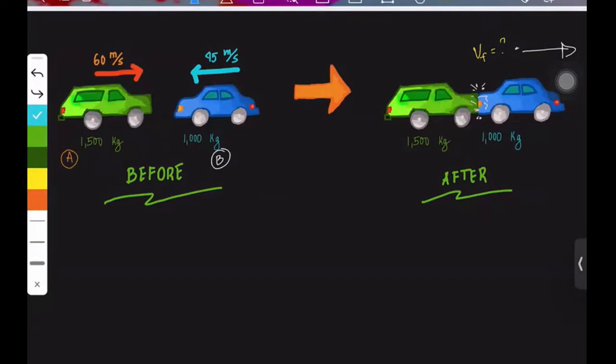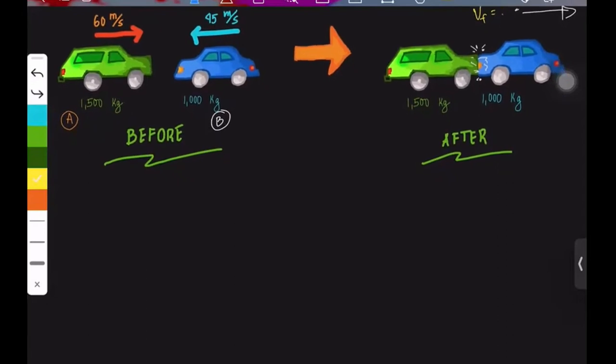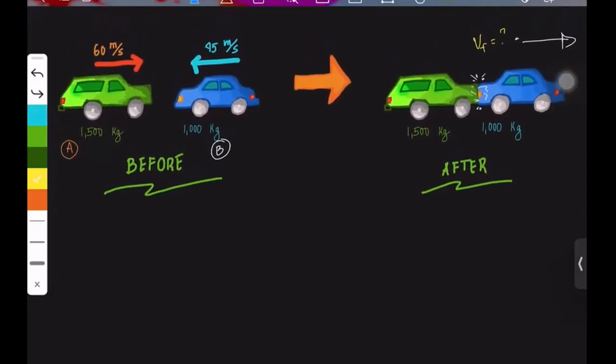So the very first thing that we're going to do, just like in the elastic collision, is write the general equation. That means we have P sub G, meaning the momentum of the green car before the collision, plus the momentum of the blue car before the collision, is equal to the momentum of the green car after the collision plus the momentum of the blue car after the collision.